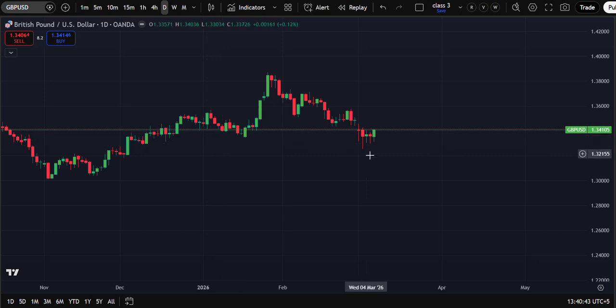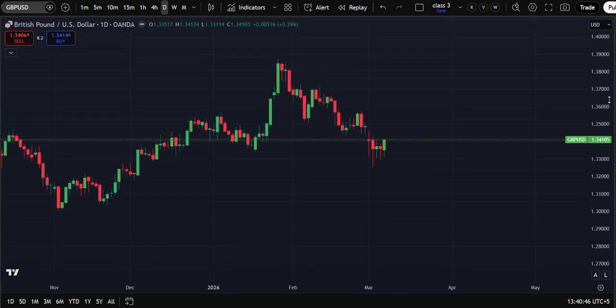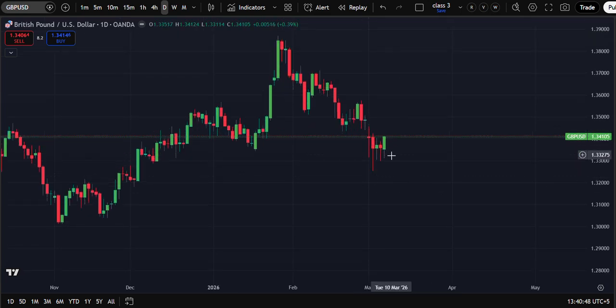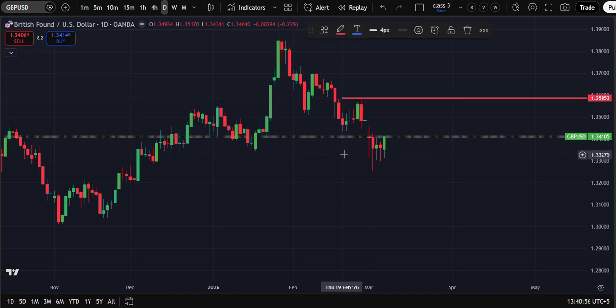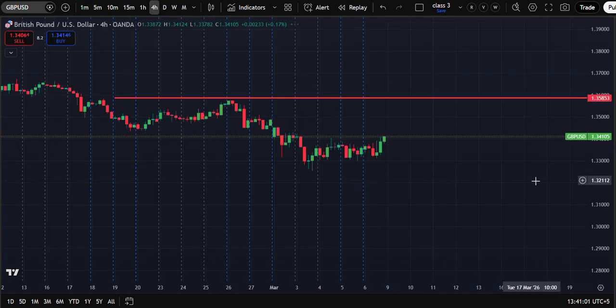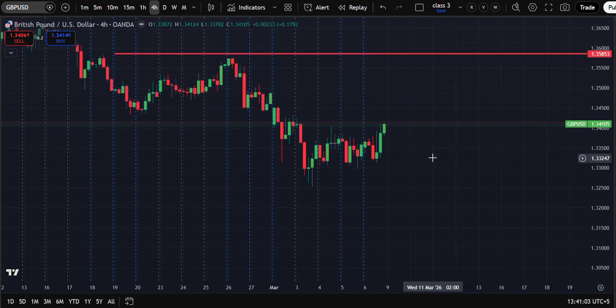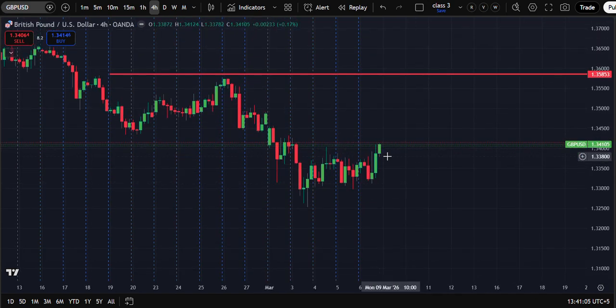So on the daily chart, guys, what are we doing? On the daily chart, guys, we are obviously still bearish as long as the price, I guess, stays below the swing high, which is 1.355853. But once we go down to the 4H, guys, we are bullish on the 4H.